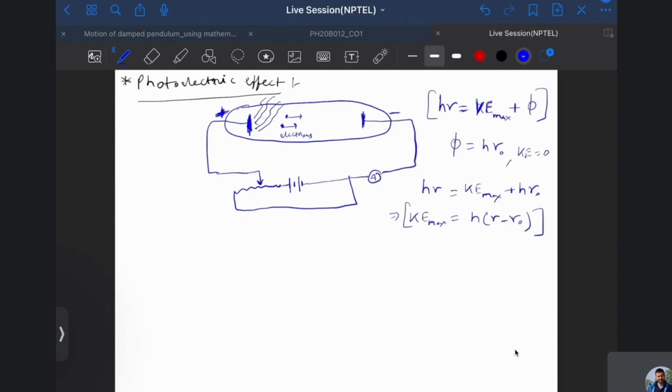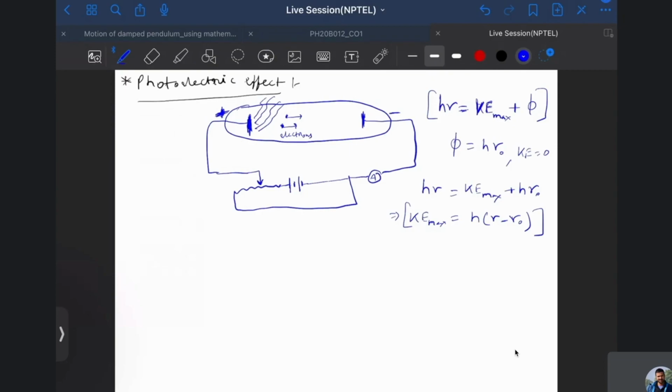So if you understood this concept, then any question on photoelectric effect can be solved. Okay. So this experiment is very crucial. As I told you, it established the particle nature of light.